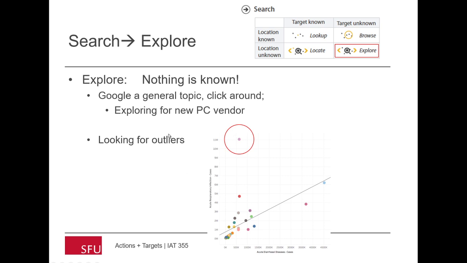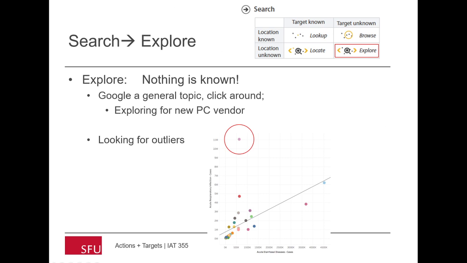Finally, on this table of 4 items, it is explore, in which you don't really know much about a target, you don't know much about where it is, but you need to know something, and you've got to start somewhere. What almost all of us do these days is to use Google, or your favorite search engine if it's not Google.